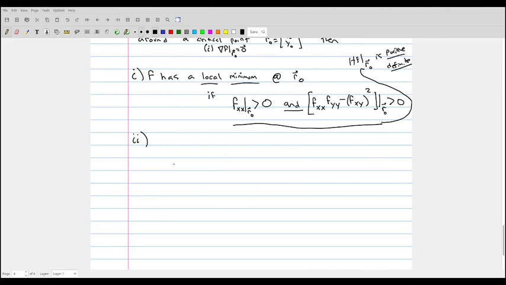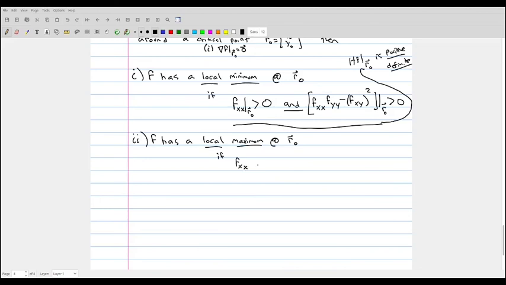The second result from the second derivative test is very similar to this one. It says that if f has a local maximum at the point r0, if the following is true.